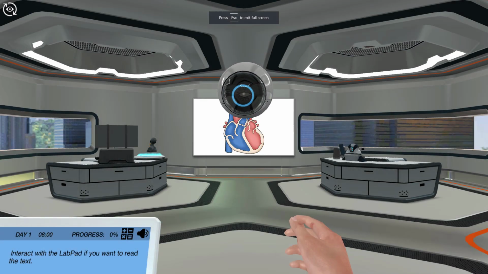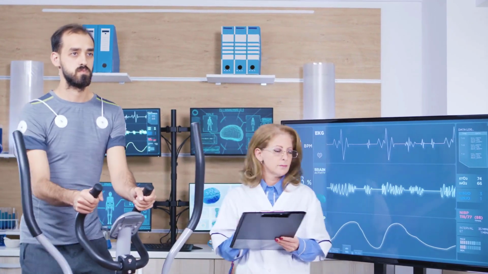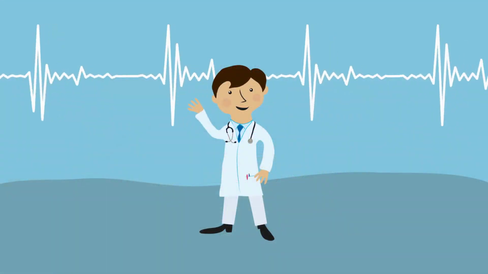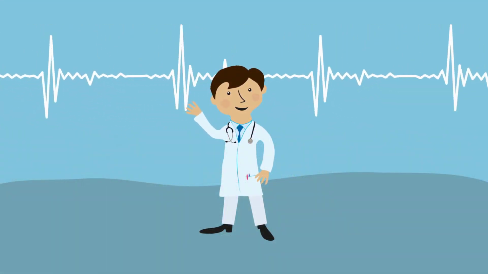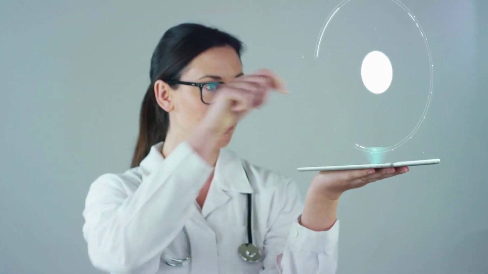Welcome to the cardiovascular function during exercise simulation. In this simulation you will perform stress tests on humans to see how the cardiovascular system responds during exercise. You will also learn a method for preliminarily diagnosing one type of heart problem. Click Continue to start with your mission.